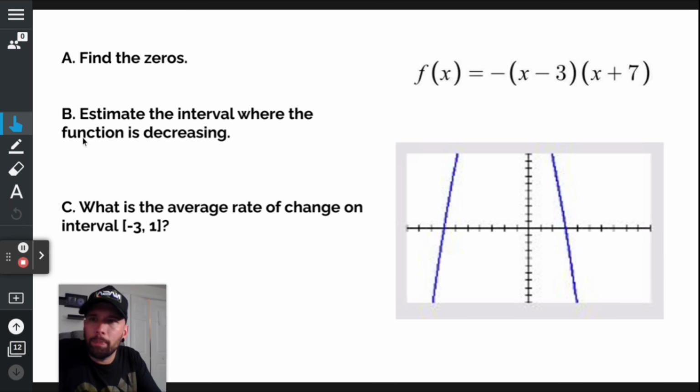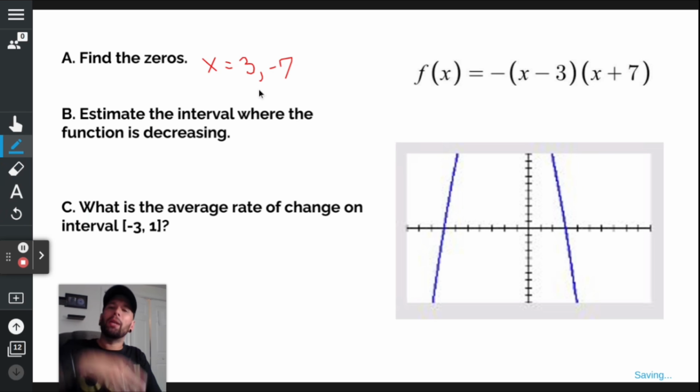All right, for some reason the audio went wacky pants and decided to not work. But we do get zeros. They are 3 and -7. And if you look at our picture, you can see that, yeah, our curve does go through -7 and 3.